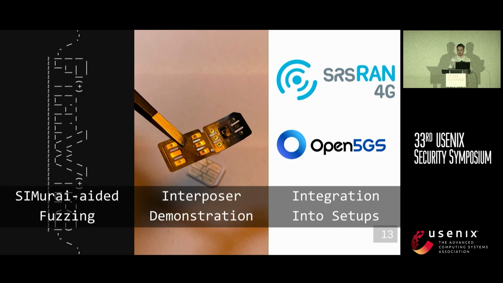We also integrated SIMurai into various different setups. For example, we integrated it into a physical srsRAN setup with USRP. We also integrated it into an emulated srsRAN setup with srsUE. And we also tested it with Open5GS, again with USRP.